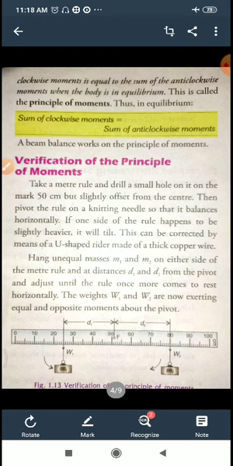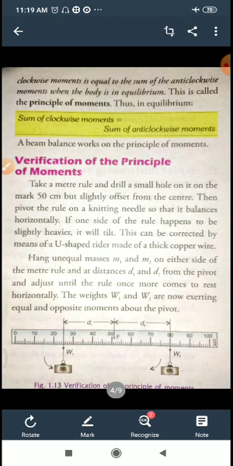It must be balanced. Then hang unequal masses, m1 and m2, on either side of the meter rule at distances d1 and d2 from the pivot, and adjust until the rule once more comes to rest horizontally. So we must take two different masses, m1 and m2, at distances d1 and d2 from the pivot, and balance them. The masses are unequal, not equal. Here m1 is not equal to m2.